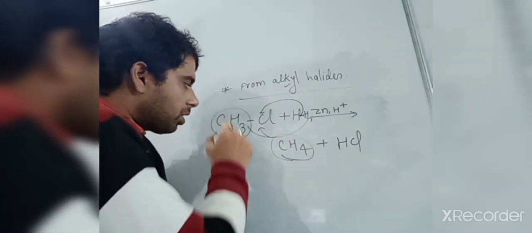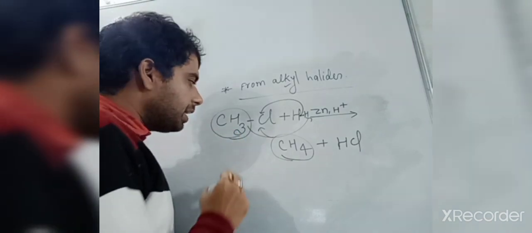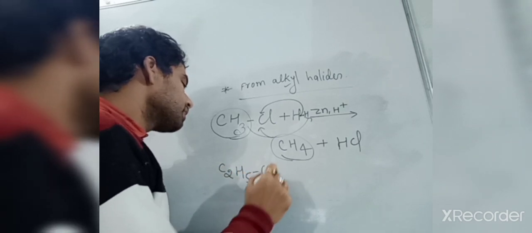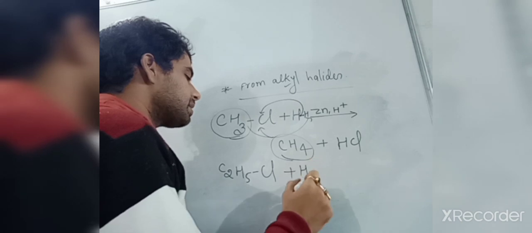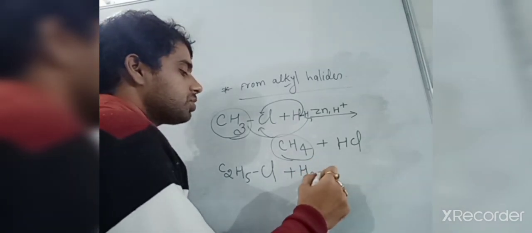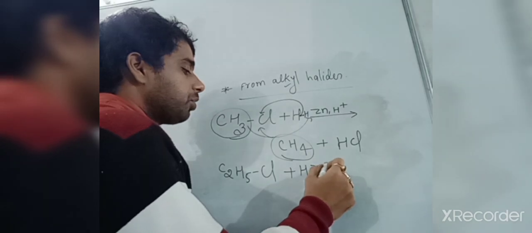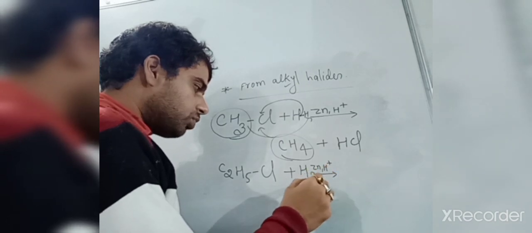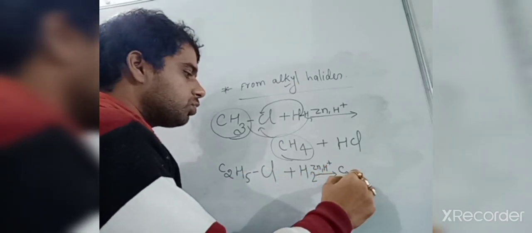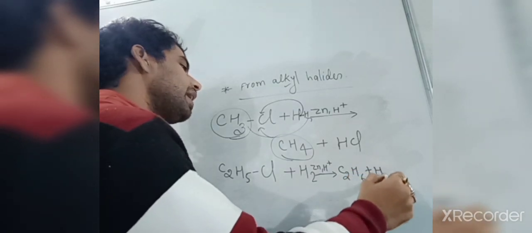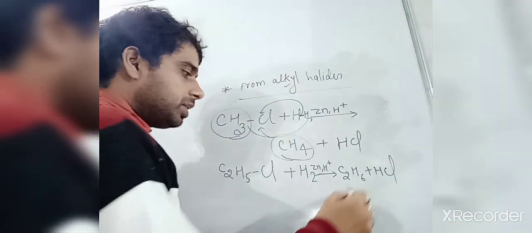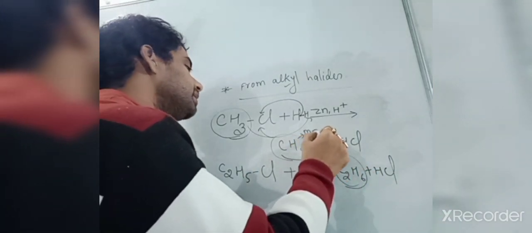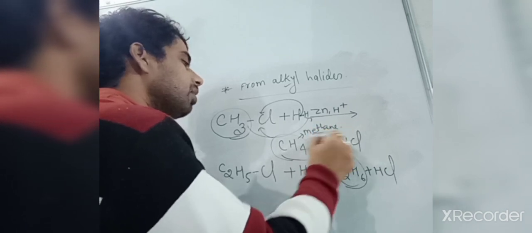You can take more complex, higher members of the alkyl halides also. So here I have taken the second one, C2H5Cl plus H2 in the presence of Zn and dilute hydrochloric acid, meaning I have taken H plus only. So H2 will again break down, and it will form C2H6 plus HCl. So this is your ethane. In the very first one you got methane, and in the second one you got ethane.